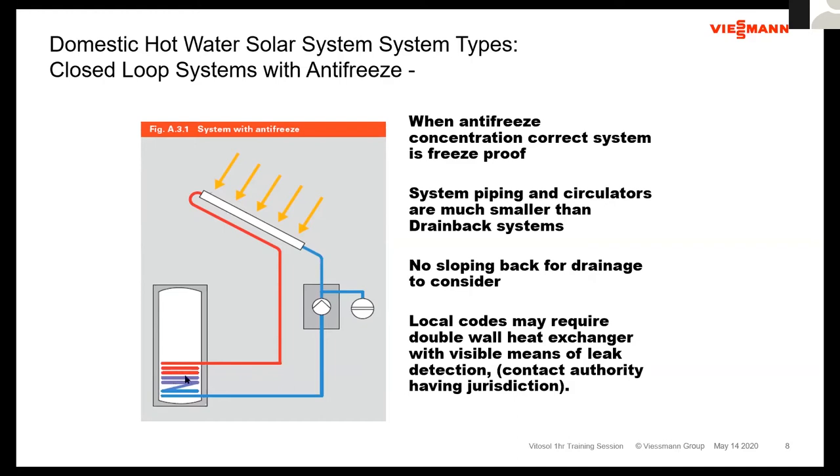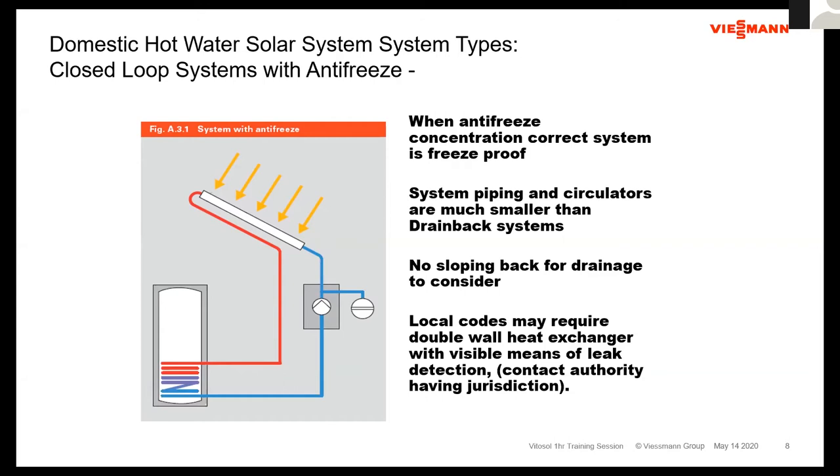However, local codes may require the heat exchanger be a double wall style with some sort of atmospheric leak detection means. It depends on your authority having jurisdiction. Here in Canada, we have a couple of codes that are part of the solar thermal: the heat exchanger codes and the hydronic heating code. Basically what it comes down to is pressure on the solar thermal side versus the potable side. If the pressure is greater on the solar thermal side versus the domestic hot water side of your system, then there would be a double wall requirement.